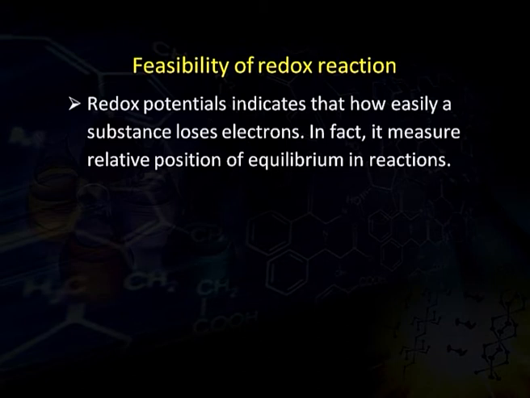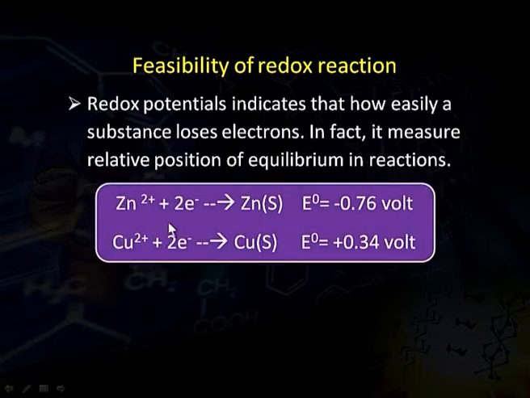The redox potential is indicative of the feasibility of a reaction. It indicates how easily a substance loses electrons. In fact, this is going to measure the relative position of equilibrium in the reaction. This is the reaction where the zinc ions are getting accumulated on the surface of zinc, and copper ions are getting accumulated on the surface of copper, and the first process has a standard electrode potential value of 0.76 with the negative sign, and the second one has a value of 0.34 volt with a positive sign.